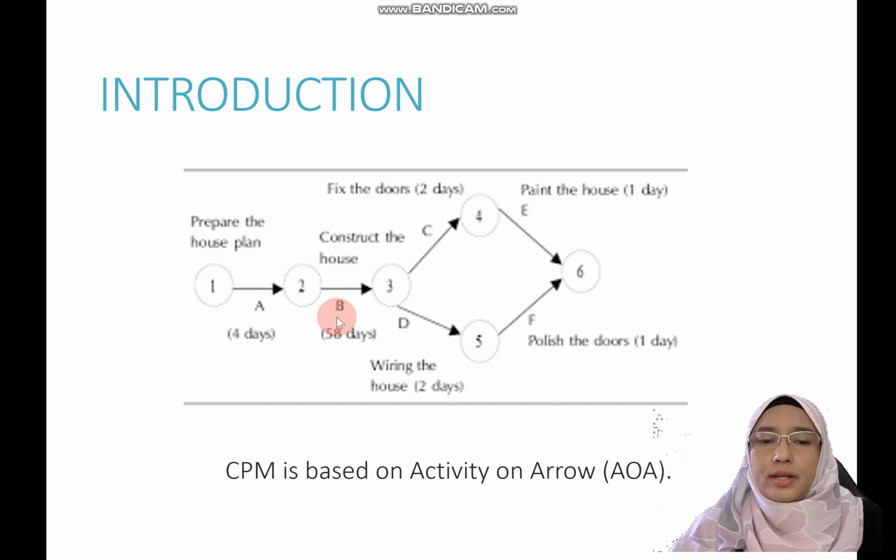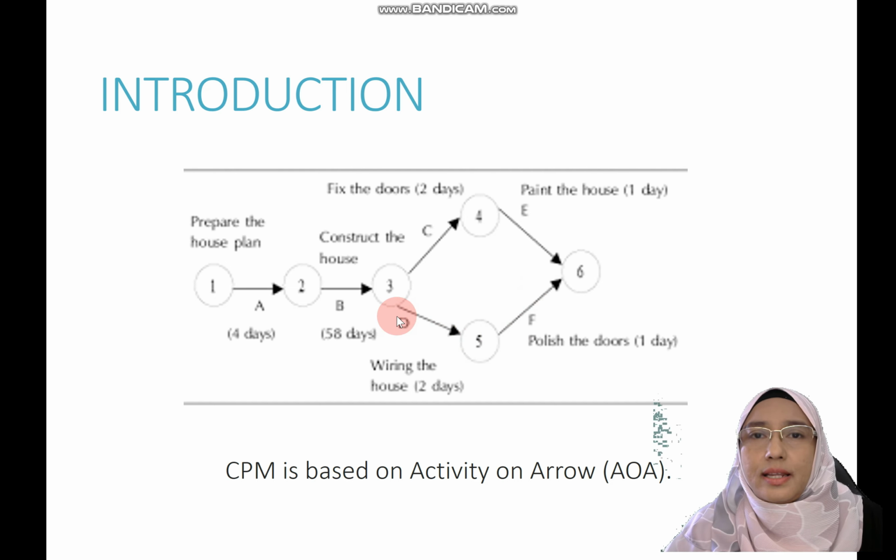Activity B requires 58 days to complete, and it continues from B to C, C to E, and D to F. The project completes when activity E and activity F complete. If you look at this diagram, it shows that the network diagram is in a loop. It has to be in a loop.